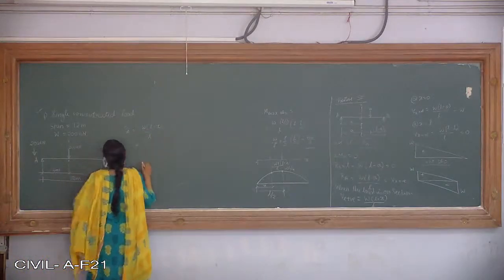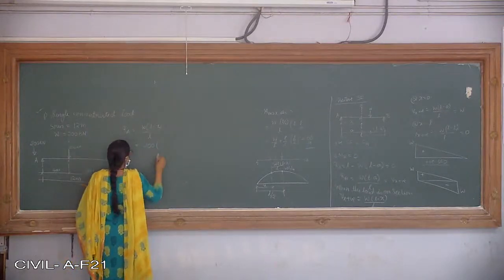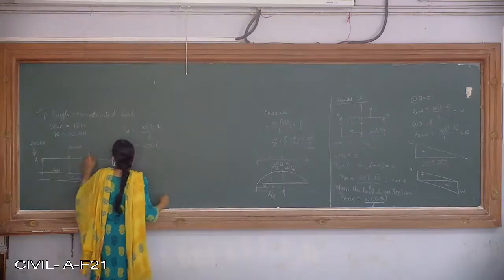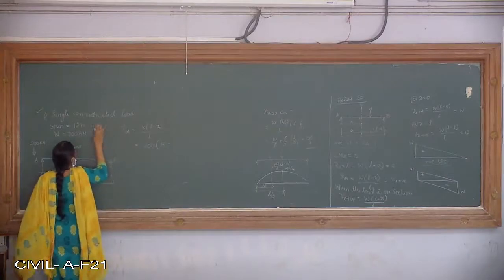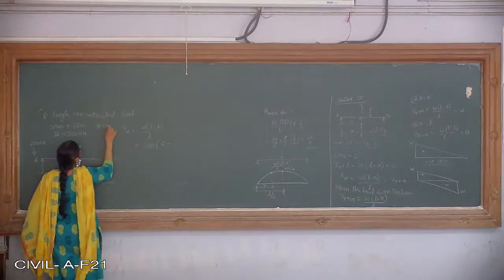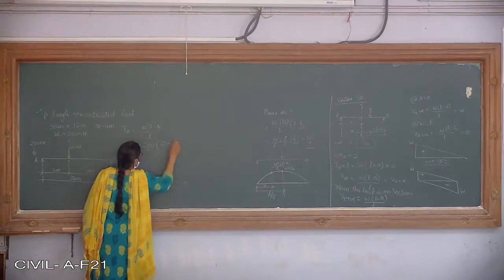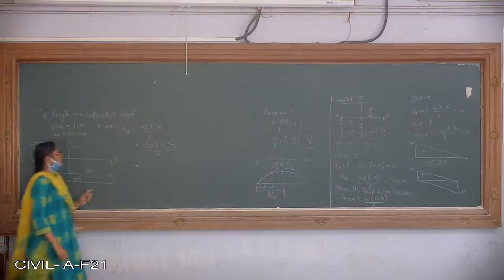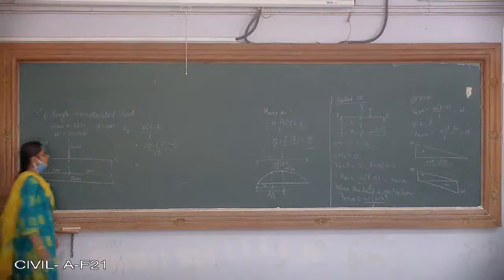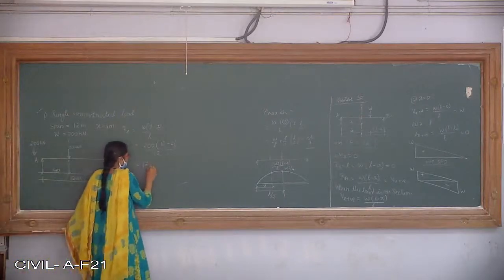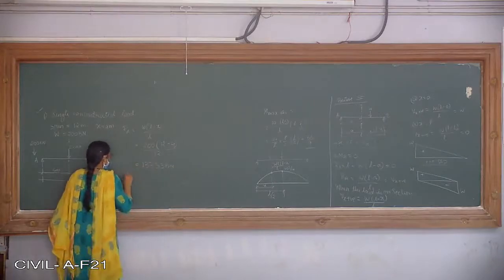Now W I know, W is 200, L is 12 meters, minus x, x is going to be 4 meters. Now at a section of 4 meters we are taking, we want to find the values. So 4 by 12. On simplification, you are going to get a value which is equal to 133.33 kilonewton.